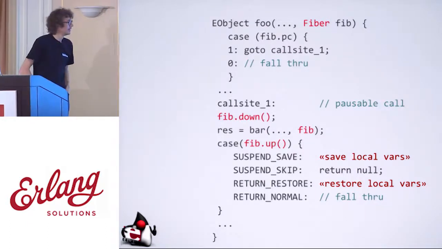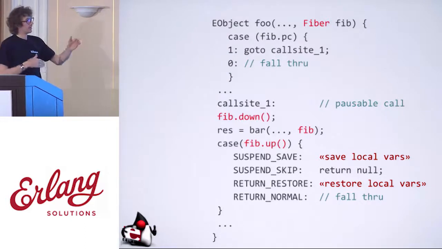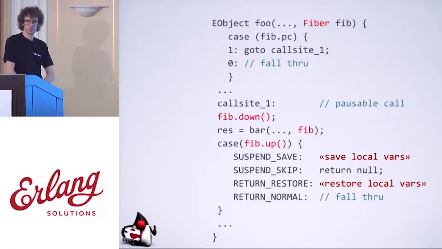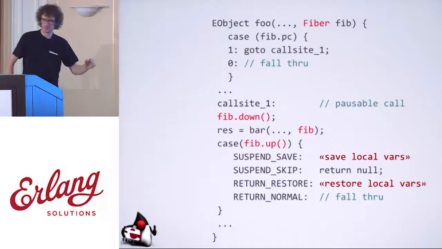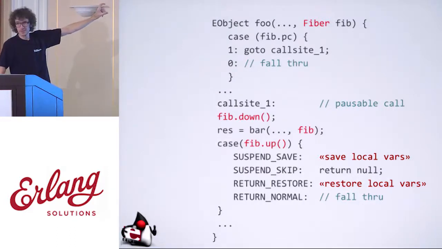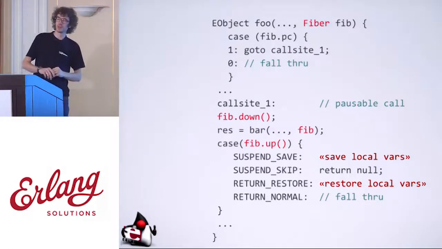So if you have a call to this, if you have a foo function that calls bar, as we saw before, it actually injects a lot of code surrounding it. So whenever you enter one of these, you end up in a case statement, essentially, that switches on the current logical program counter, the call site counter, you could call it.